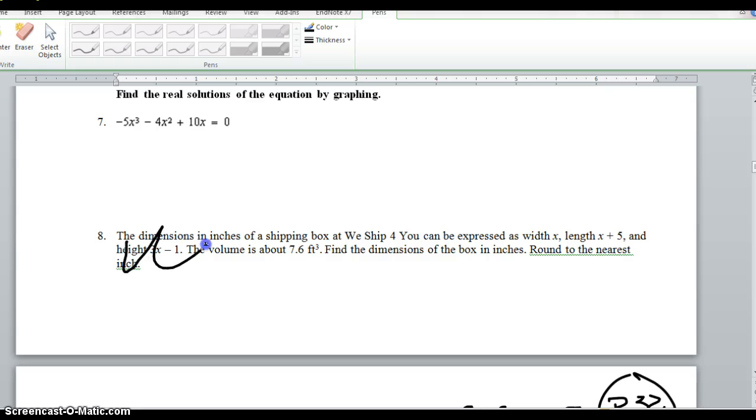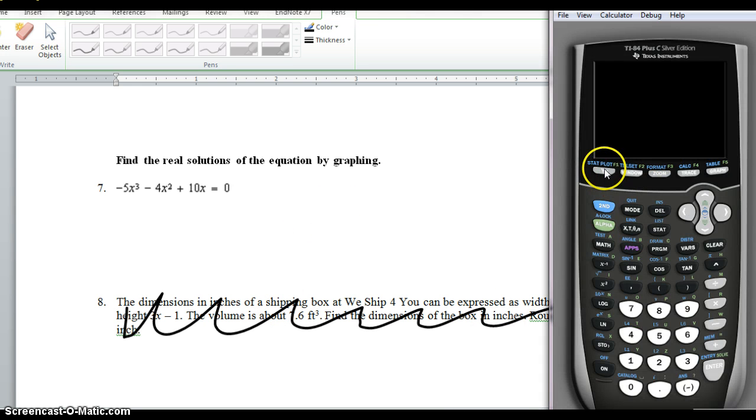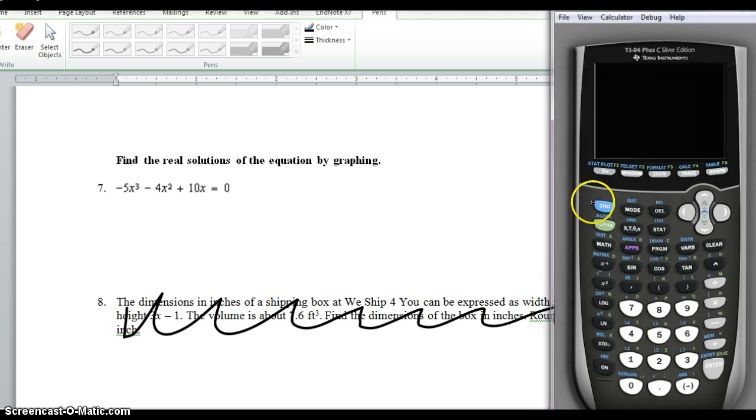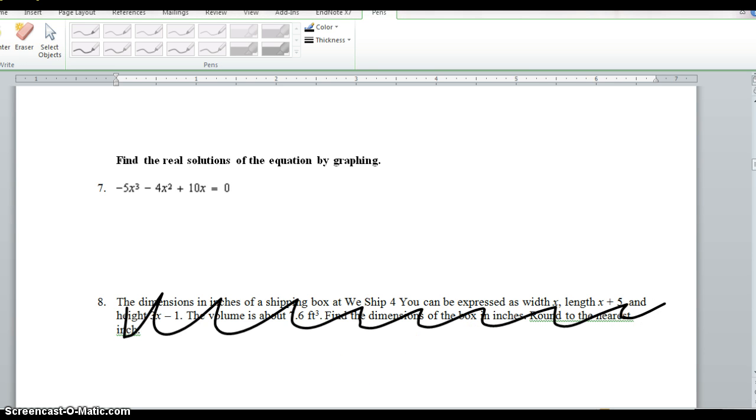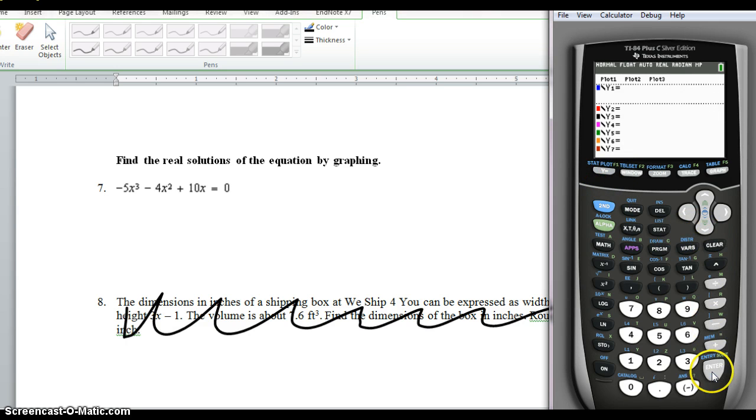We said we were going to go ahead and skip number 8. Let's find the real solutions of this equation by graphing. Let's bring up our graphing calculator, and lo and behold, it is a little bit defunct right now. So let's get this back to the Y screen, clear out anything we need to, and let's go ahead and put this into Y1 and this into Y2.